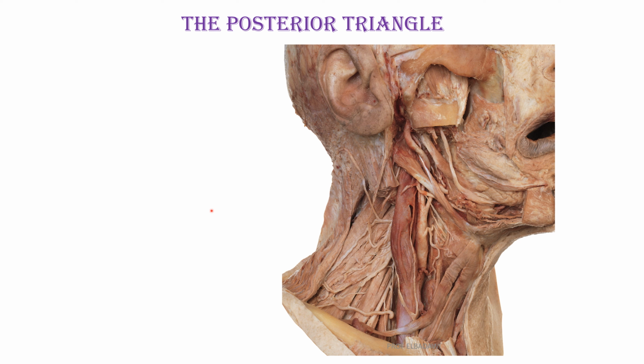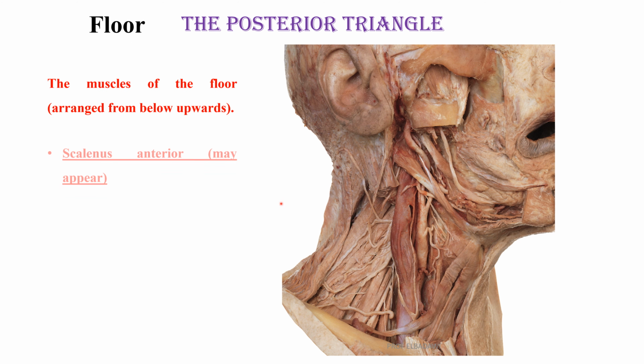That is a cadaveric specimen after removal of the prevertebral fascia from the front of those muscles which lie deep to it. Those muscles, from below upwards, form the floor. The scalenus anterior muscle, this muscle over here, may appear if that clavicular head of the sternocleidomastoid is small, as it looks here, but if it is large, it will cover that muscle.